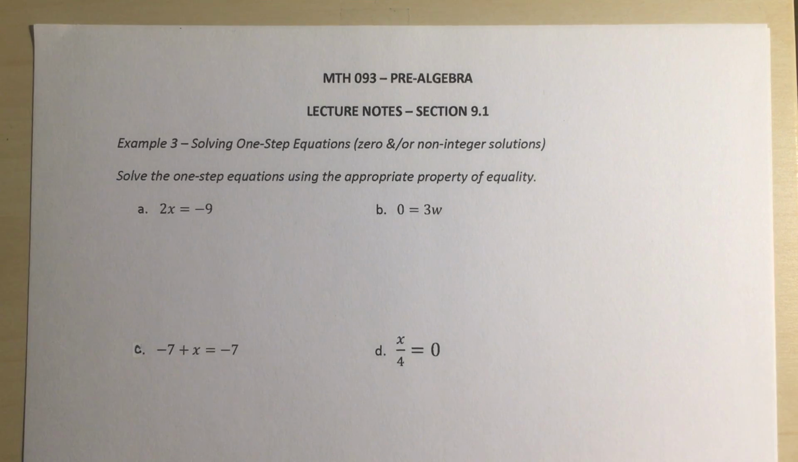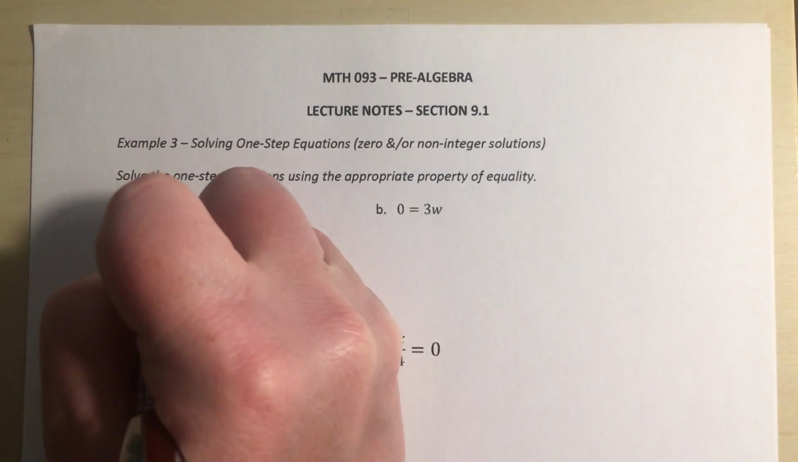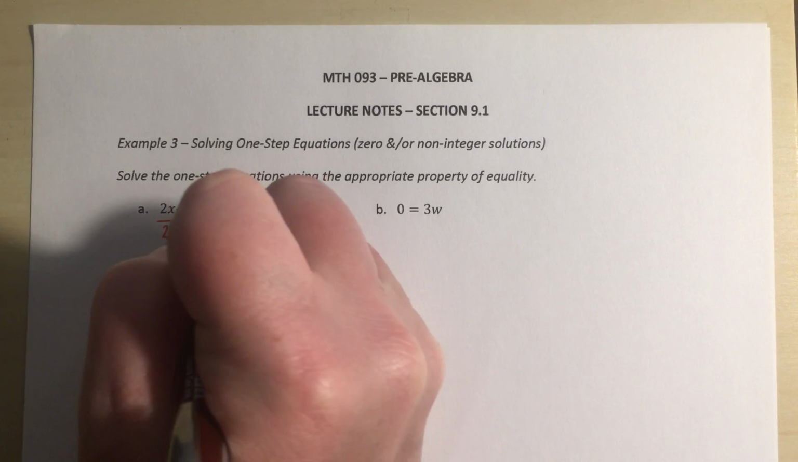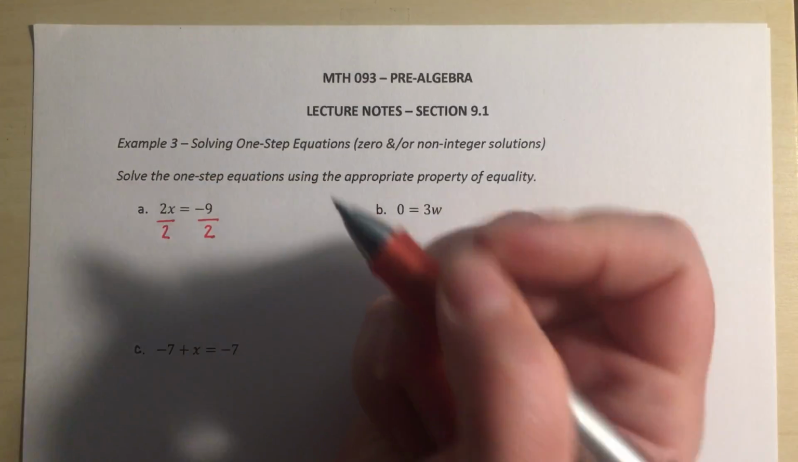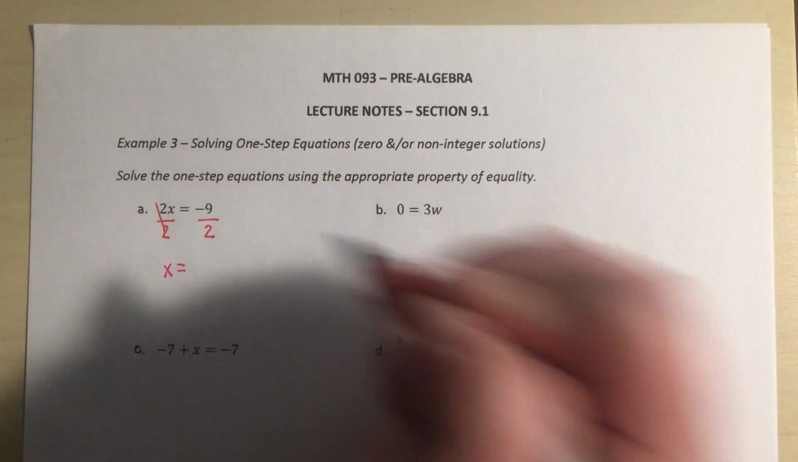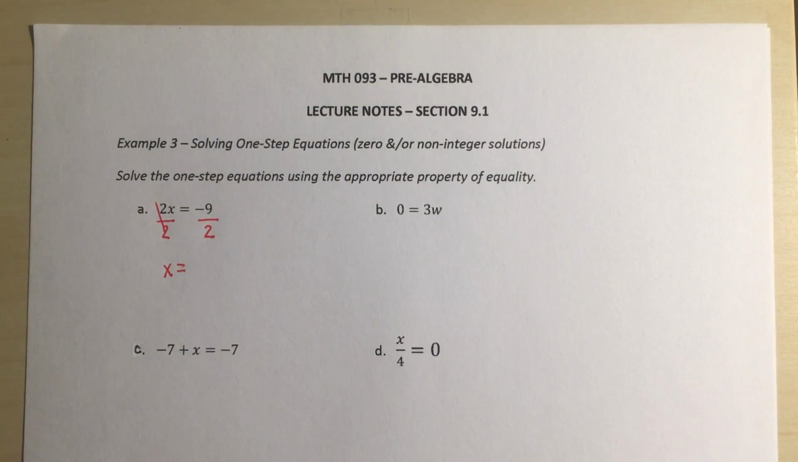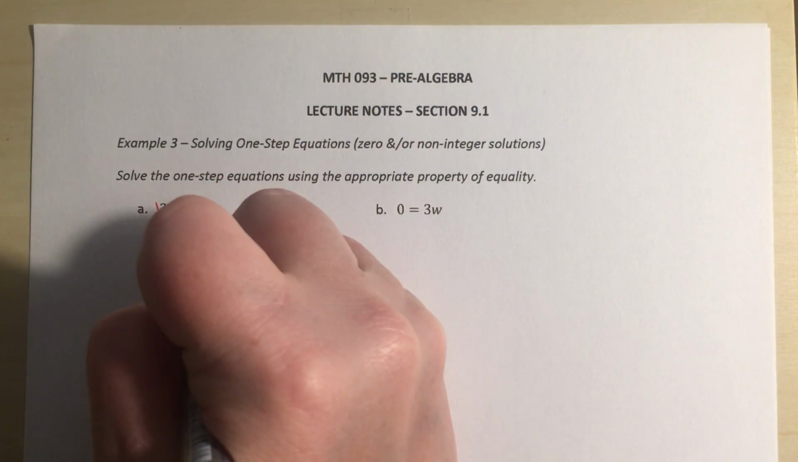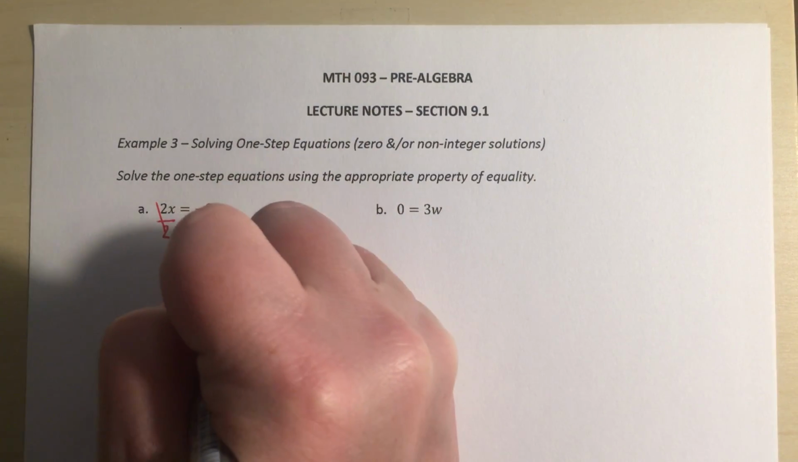All right, so for example A, 2x equals negative 9. We're going to divide both sides by 2 to get rid of that coefficient. Now looking at this, we have negative 9 over 2. 2 does not divide evenly into 9. So we have a few options as to how we can write our answer.